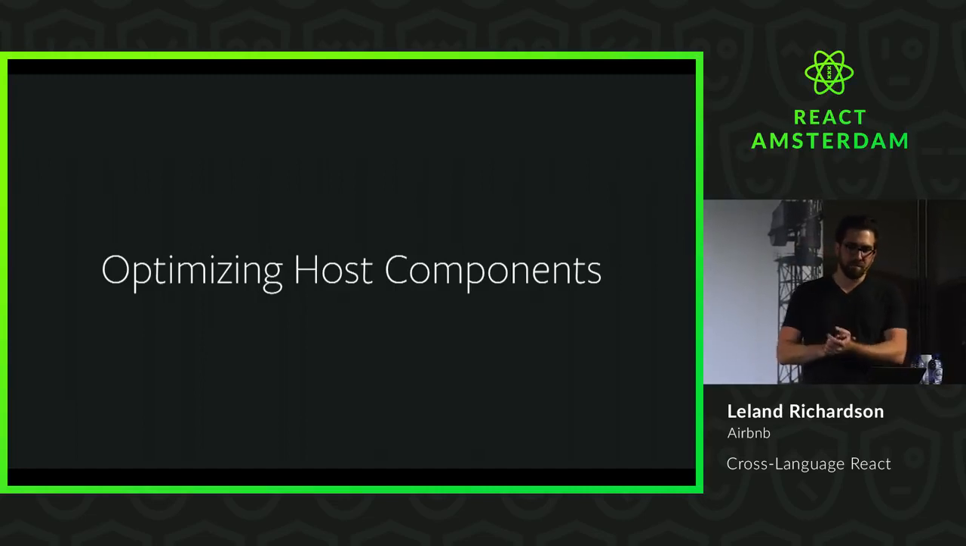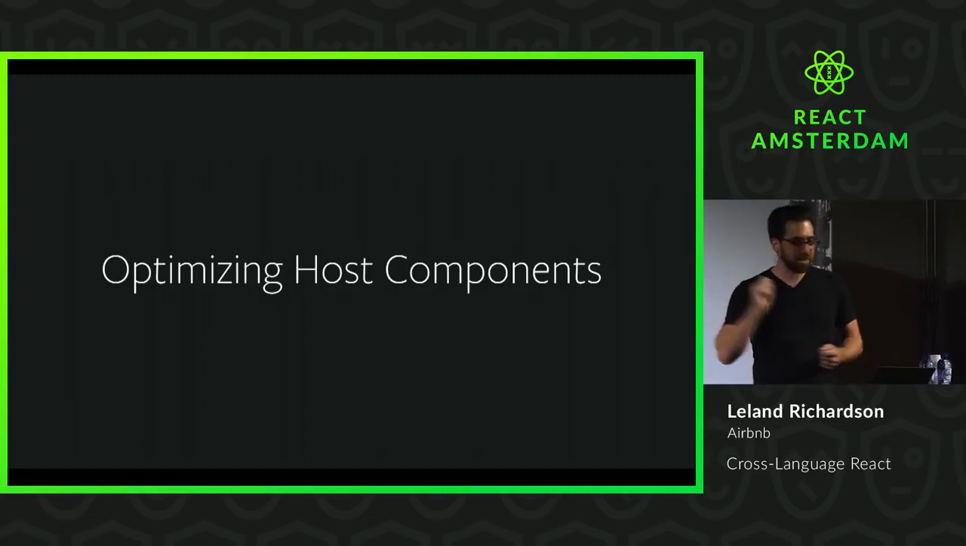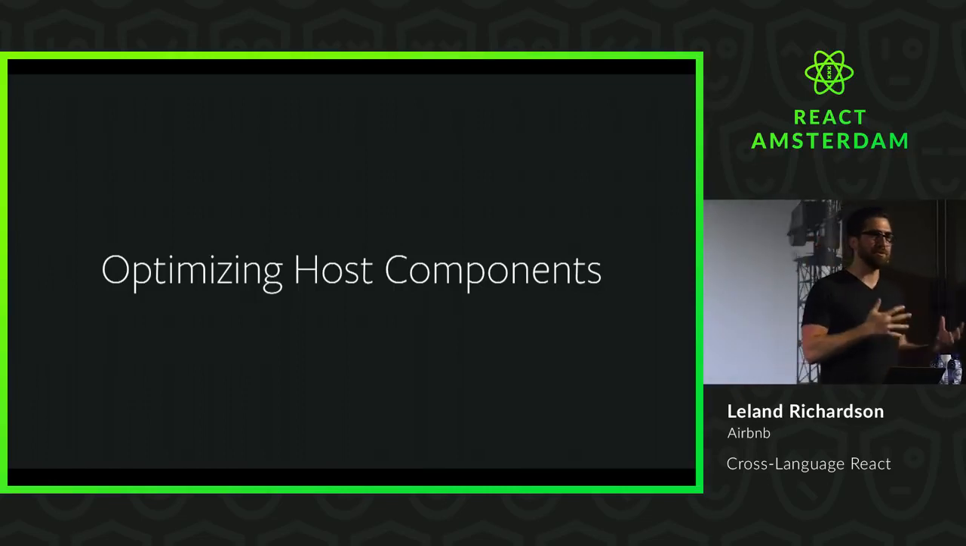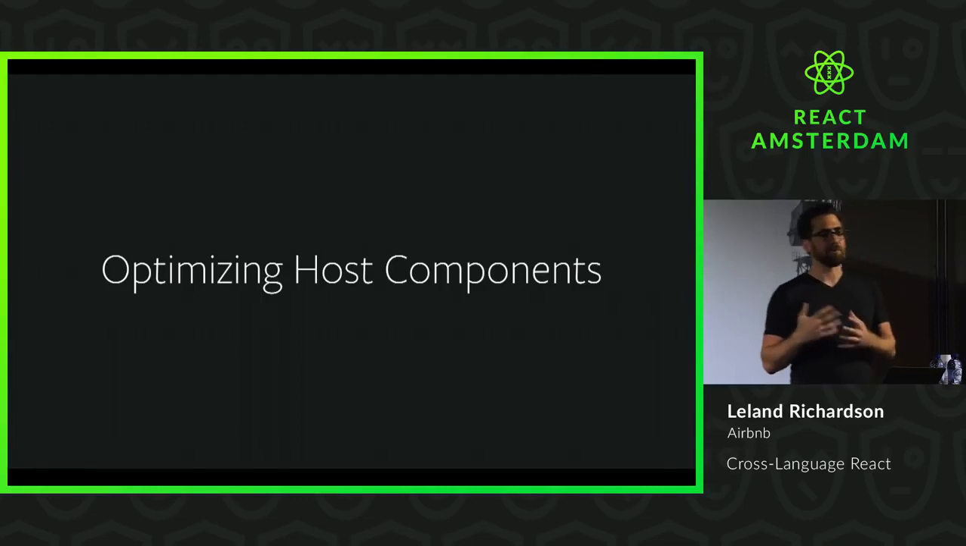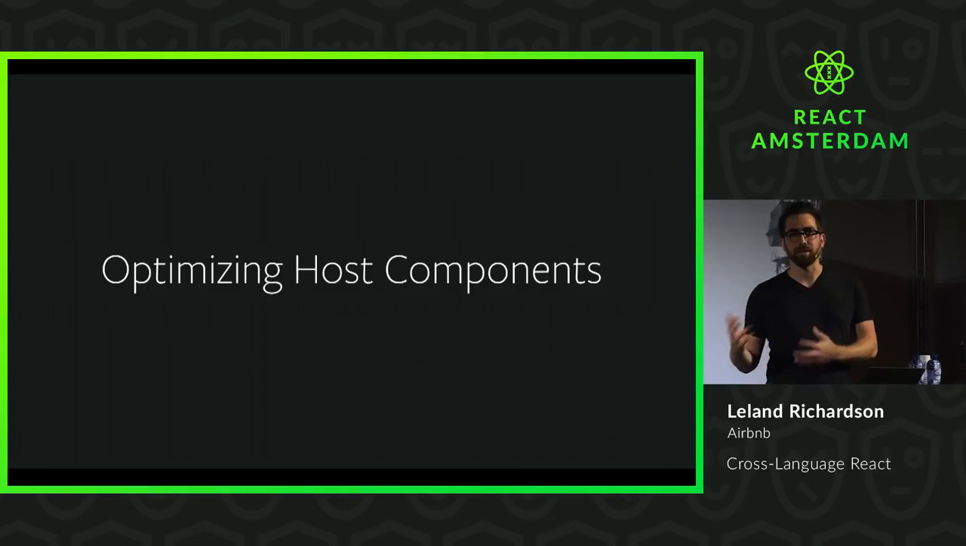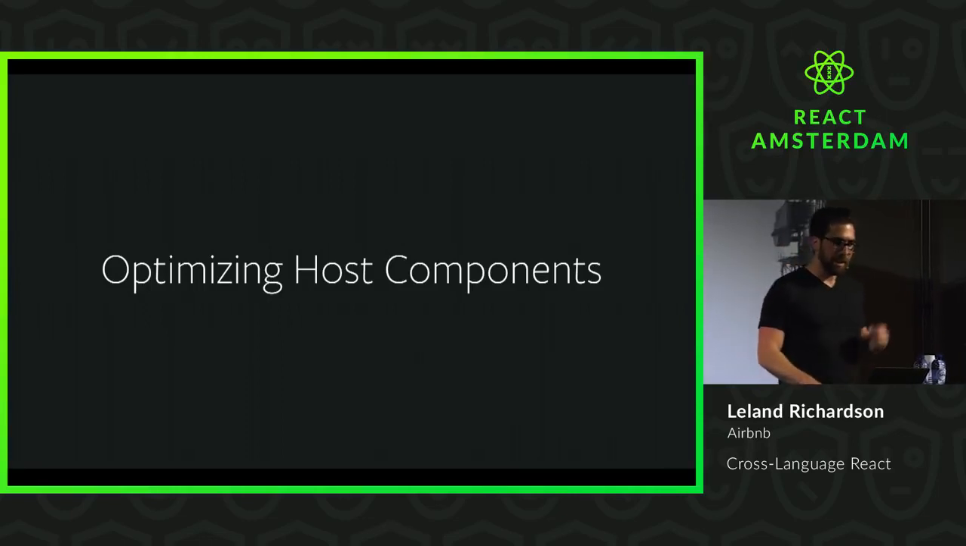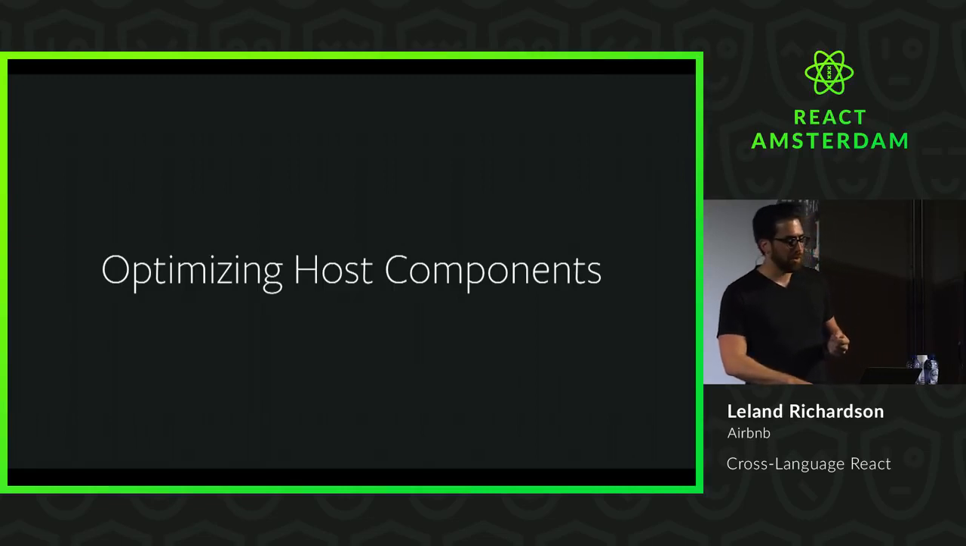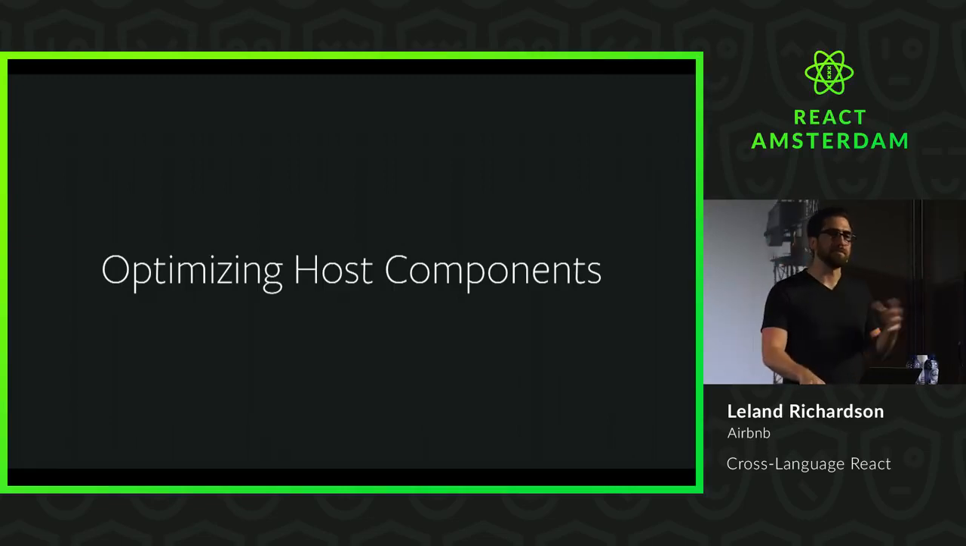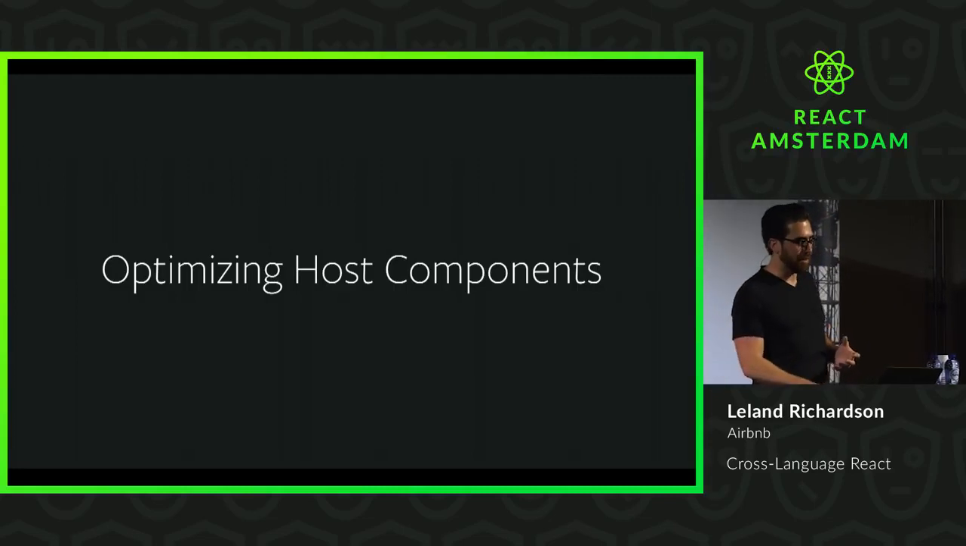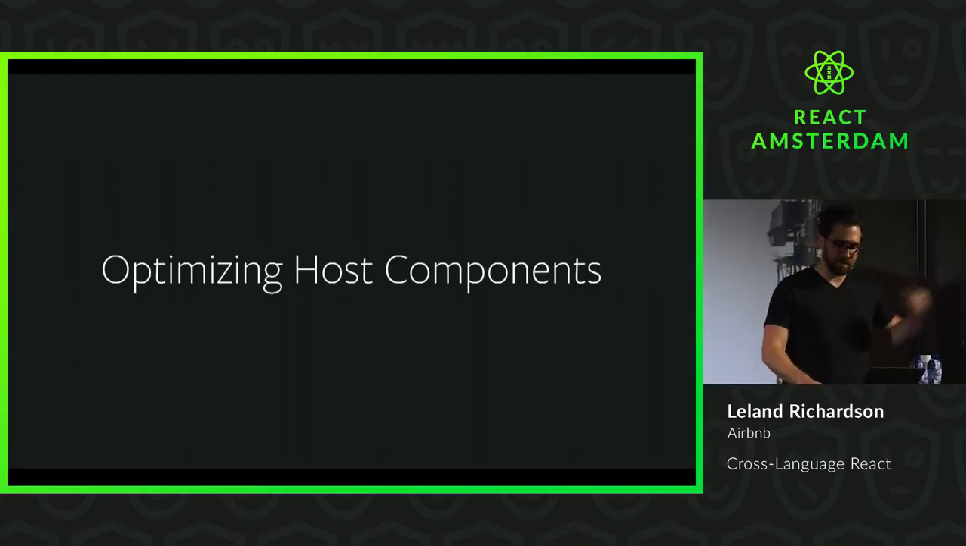I'm running over time here, but I'm going to quickly talk about how this gets a little bit more interesting when the host components that I showed you were targeting the platform views. On iOS you have a UIView that you target, and on Android you have an android.view. These are fairly heavyweight objects. There are already optimizations in place in React Native that try to collapse view hierarchies so that we don't create as many views as React kind of lends us to create.